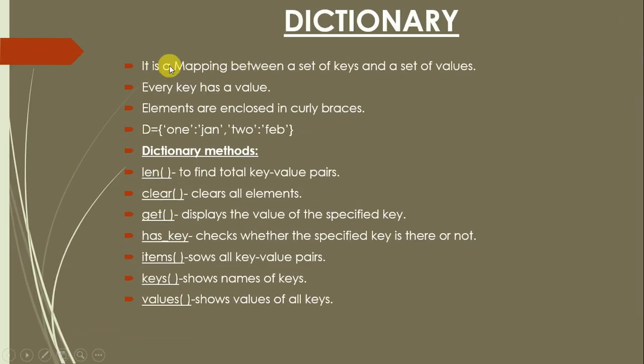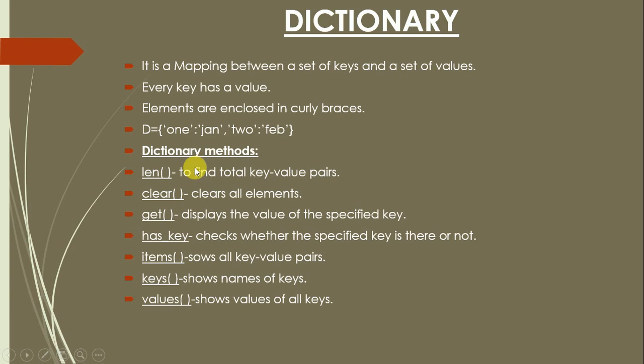Then dictionary. A dictionary is a mapping between a set of keys and a set of values. Every key has a particular value, and the elements are enclosed in curly braces like this. D is the name of the dictionary and it consists of elements, or you can say key-value pairs. This is key 1 and this is value 1. The first key is 1 and the value of the first key is January. Similarly, the second key is 2 and the value of the second key is Feb.